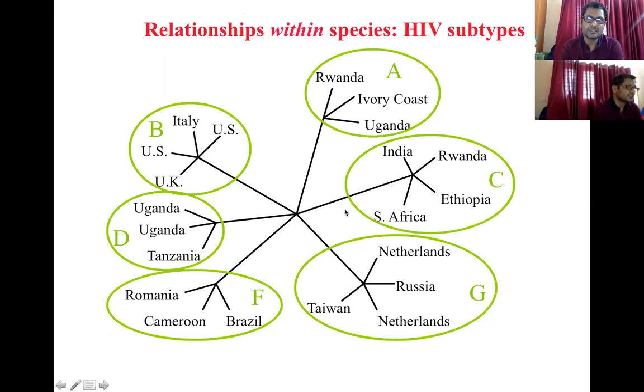And the relationship between the different human races, like the Indians are very similar to the Rwanda, Ethiopia, and South Africans, while the Italians, US, and UK are more similar. Uganda and Tanzania people are more similar. So these are the different things which show how different races are similar to each other, right? So relationship between the species, HIV subtypes. Oh, sorry, this is for the HIV subtypes. So this is actually the HIV subtypes which are found in the countries.